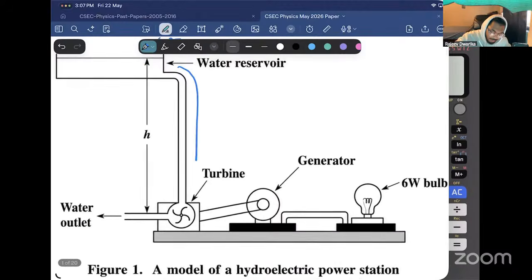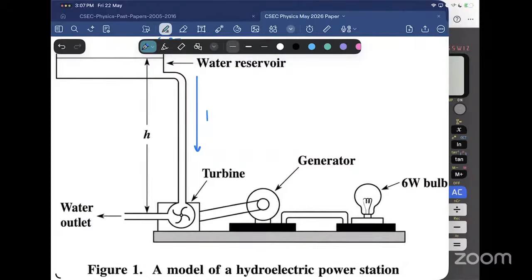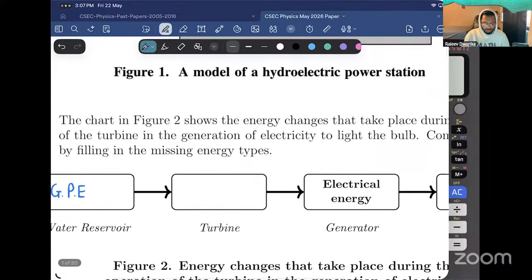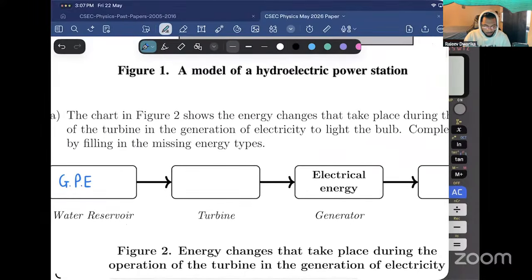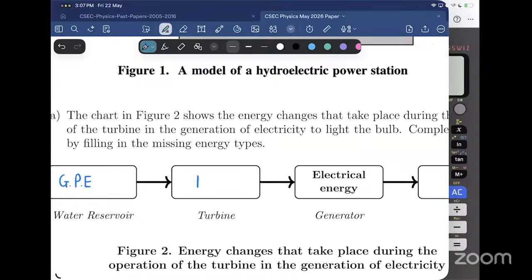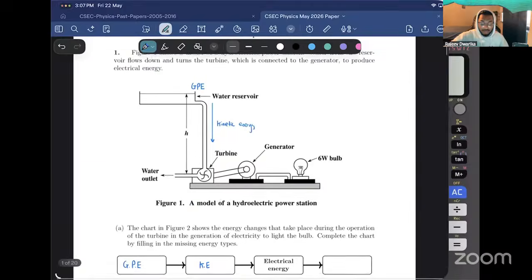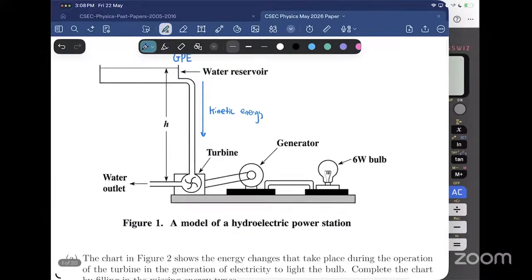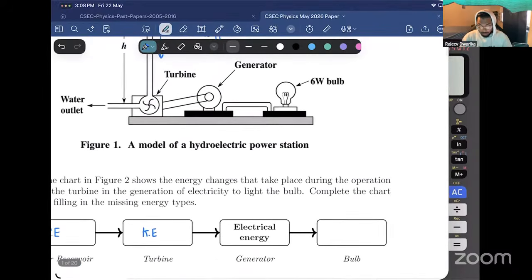As it starts to fall, that gravitational potential energy gets converted to what? Kinetic. Yeah, yeah. So what do you guys think the answer for the turbine is? Kinetic energy. Yeah, this is kinetic, because here the water would fall, and it would start moving the turbine. So if the turbine is moving, what type of energy does it possess by virtue of its motion? Kinetic, right? And the bulb.